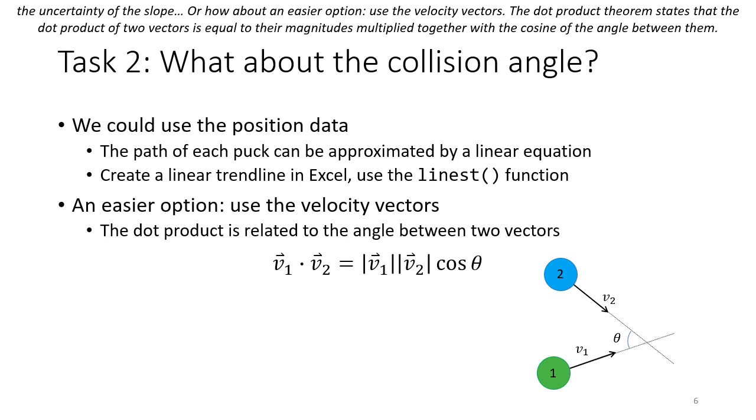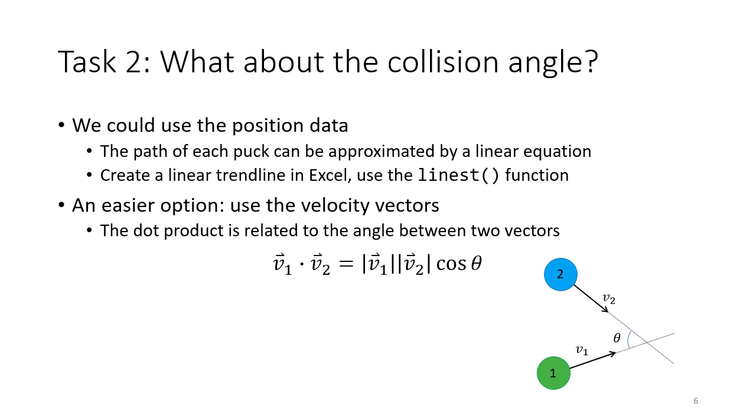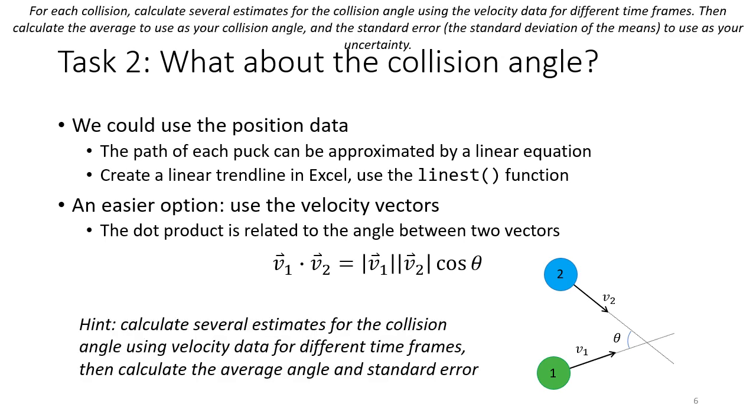Use the velocity vectors. The dot product theorem states that the dot product of 2 vectors is equal to their magnitudes multiplied together with the cosine of the angle between them. For each collision, calculate several estimates for the collision angle using the velocity data for different time frames. Then, calculate the average to use as your collision angle and the standard error, the standard deviation of the means, to use as your uncertainty.